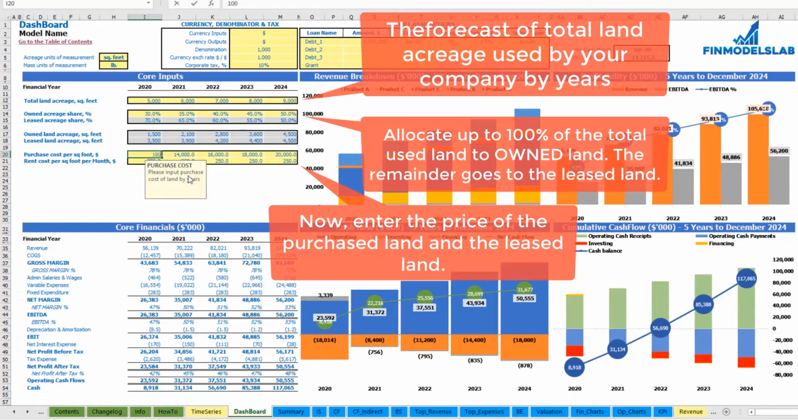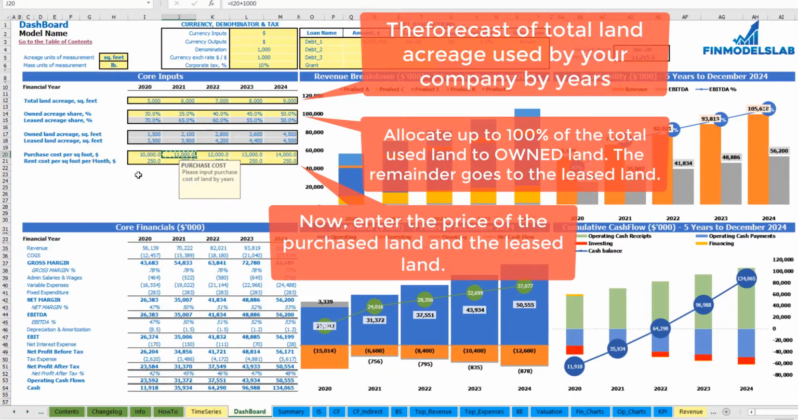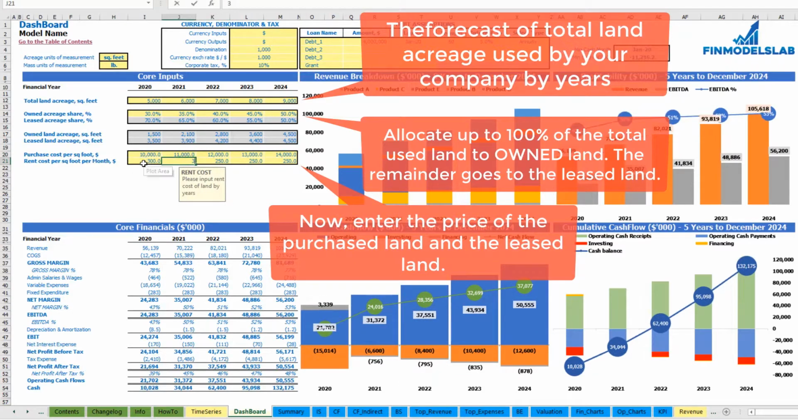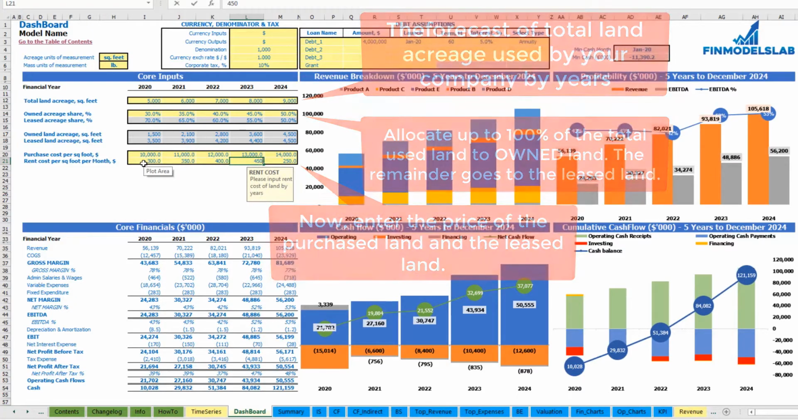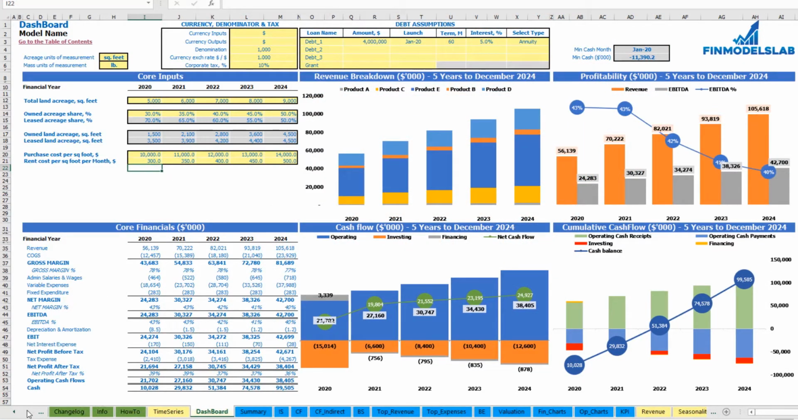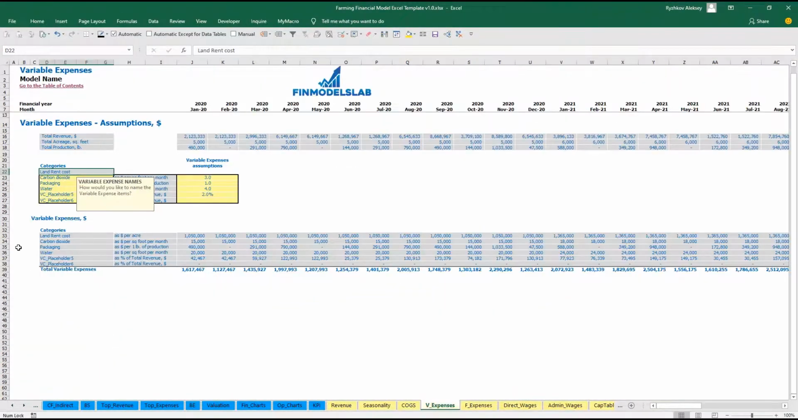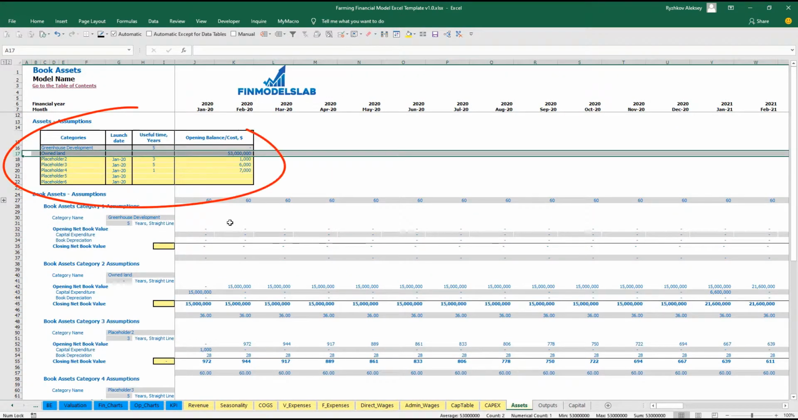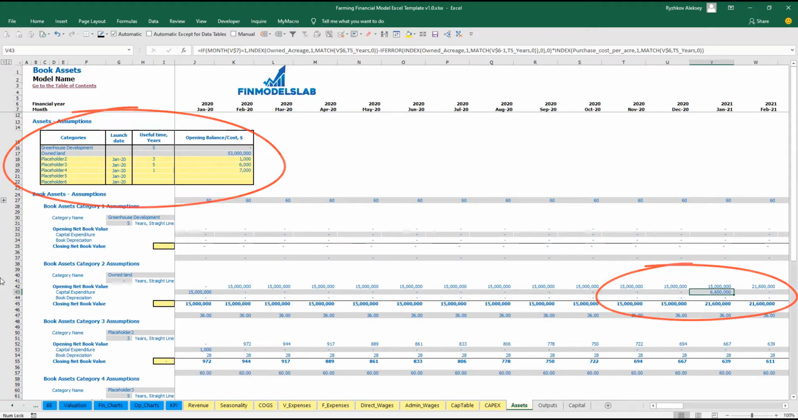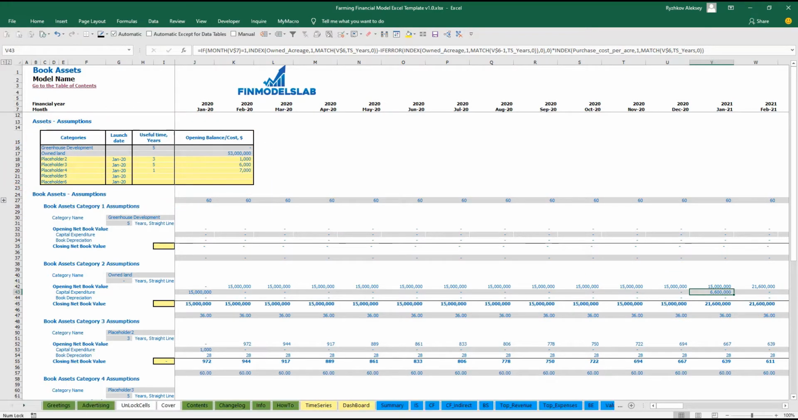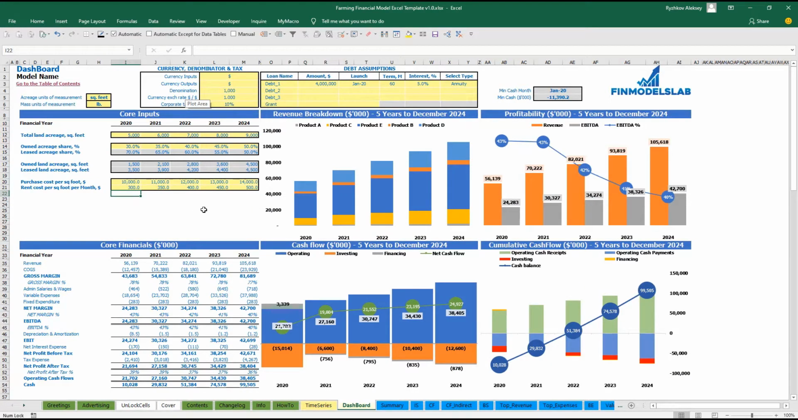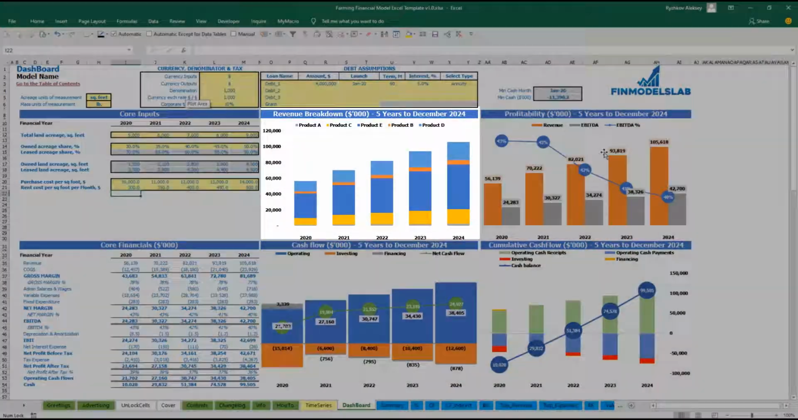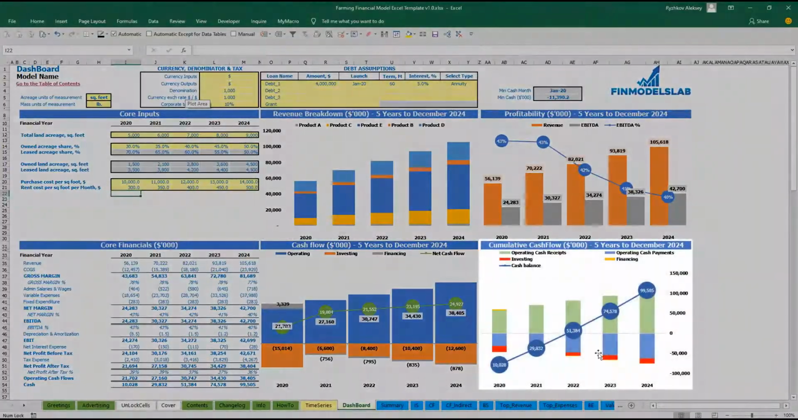So for example, 10,000 and an additional $1,000 will be the purchase cost per square foot, and the rent cost can be 300, 350, 400, 450 and 500. The calculation of rent you may see on the variable expenses, land rent cost. On the assets tab you may see the total owned land amount and the capital expenditure by months in section number 2. And once you set up everything, all the expenses, wages and revenue assumptions, you may review your core financials, the revenue breakdown, profitability, cash flow and the cumulative cash flow charts.